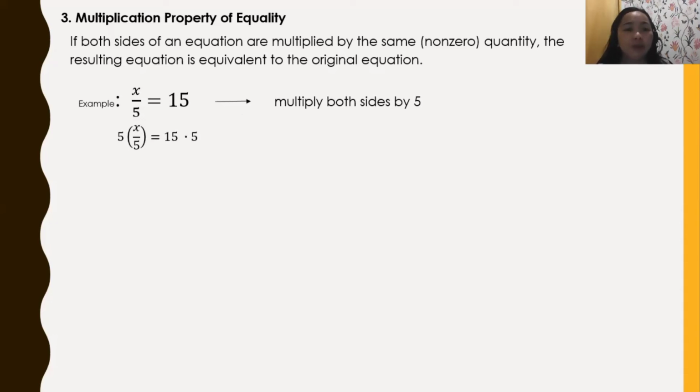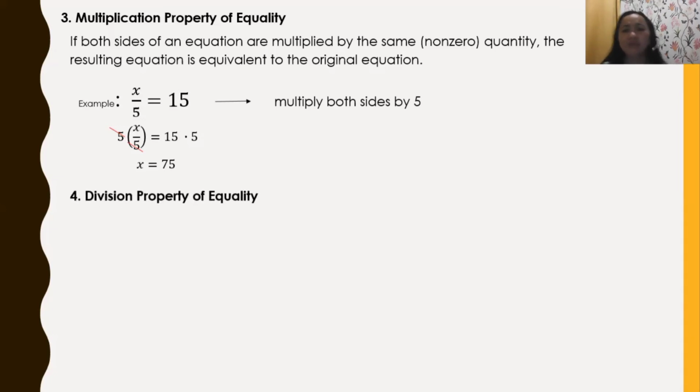Dahil meron tayong 5 times x over 5, pwede tayong mag-cancel. Magiging 1 na yung dalawa. At ang matira ay x. So, nanggaling si 75, that is 15 times 5. So, therefore, x is equal to 75.